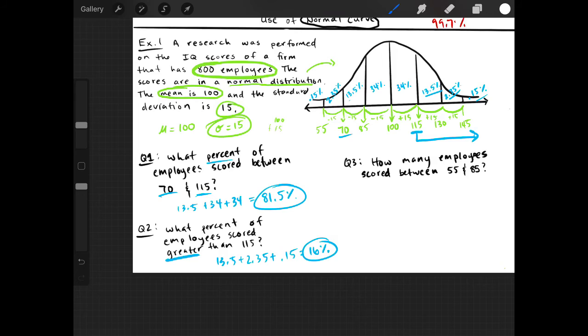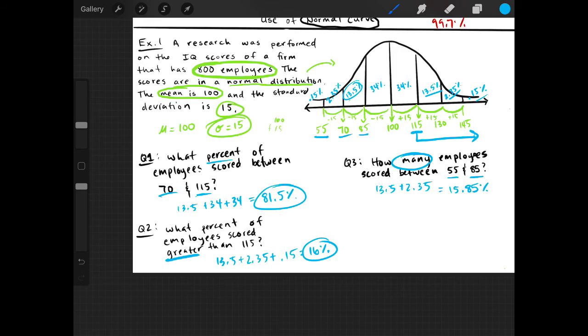But first, let's figure out what that percent is. What's the percent of scores between 55 and 85? 55's here, 85's here, so we're just going to go 13.5 plus 2.35. Again, make sure you have a calculator. That gives us 15.85. So we know that 15.85% of the employees scored in between 55 and 85, but we want to know how many. That's where that other piece of data comes in.